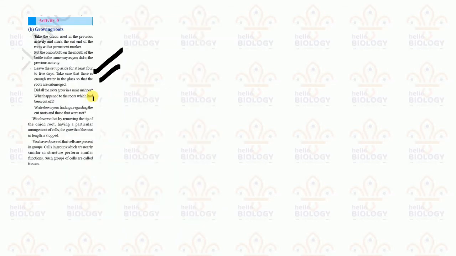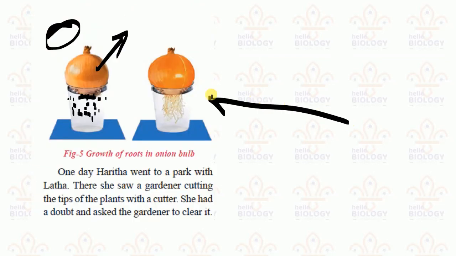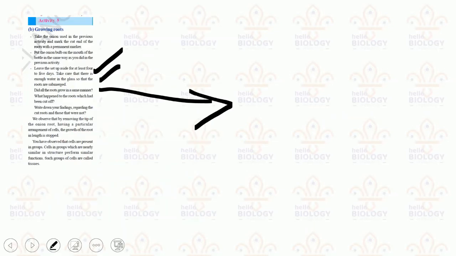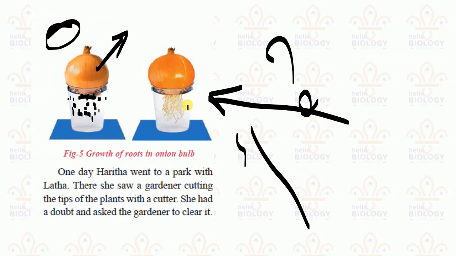And next, we need to answer these questions here. Did all roots grow in the same manner? No, some are smaller, some are larger. Next, what happened to the roots which had been cut off? The roots which had been cut off have grown separately again.